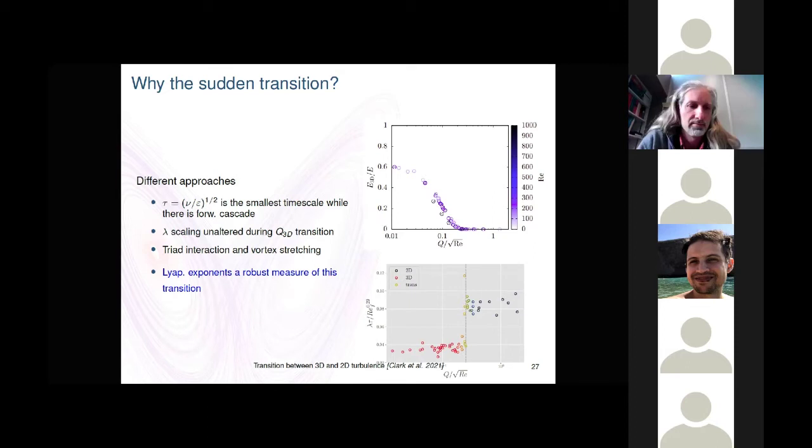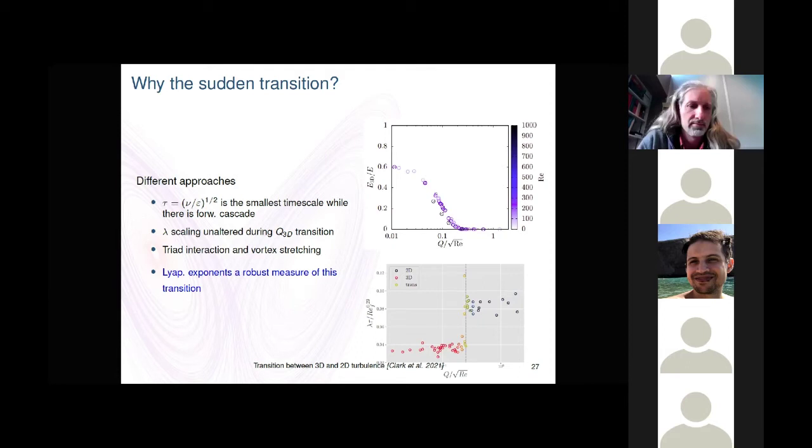I think the most convincing argument, at least for me, was that as we start from 3D, we will always have a forward cascade. As we start suppressing one of the dimensions, we start to lose some three-dimensional energy because some of the triadic interactions are just cut out geometrically. But we still have a forward cascade. And as long as we have a forward cascade, we will have a dissipation related to the Kolmogorov timescale, and that will be dictating the chaos scaling, the Lyapunov exponent scaling.